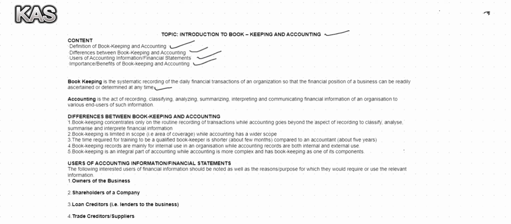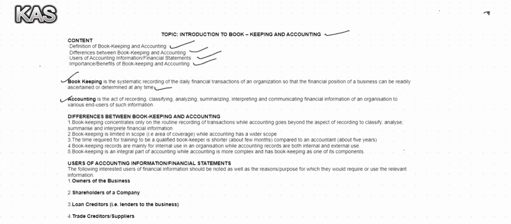You make sales, you purchase goods, you make an expense, revenue, whatever it is, whatever you do in your business, you need to put it in writing. So that recording is what is known as bookkeeping. Then let's look at the definition of accounting.